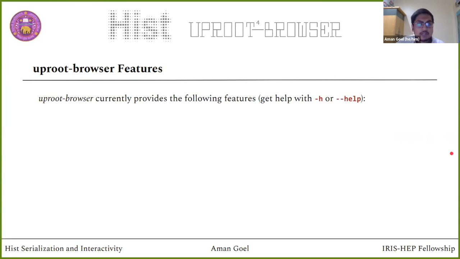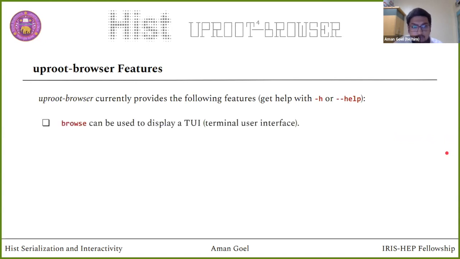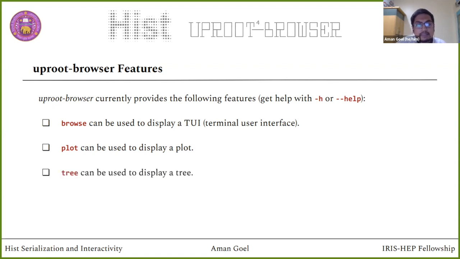So Uproot browser currently provides the following features. We can use the browse command, which can be used to display the TUI, that is the terminal user interface. And that basically gives us an interactive window within the terminal. Then we can use the plot command, which can be used to display a plot on the terminal itself, and it uses Plotext to render the plot. Then we can use the tree command to display the tree of all the contents of the ROOT file. And if a macOS user is using iTerm, you can also have plots on iTerm using the flag here.